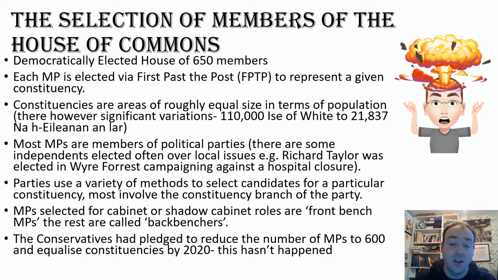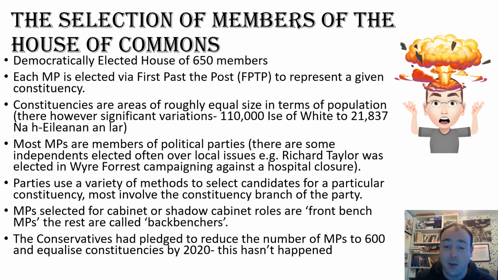How a party selects their candidate varies across the country and varies from party to party. It mainly involves a branch of the constituency party, though there are times where you talk of someone being parachuted in by central office because they really want to get that person into Parliament. Some parties, like the Labour Party, use things like all-women shortlists to try and improve the representation in Parliament. MPs selected for cabinet or shadow cabinet roles are known as frontbenchers because they sit on the front benches, and the rest of the MPs who sit behind them are known as backbenchers.